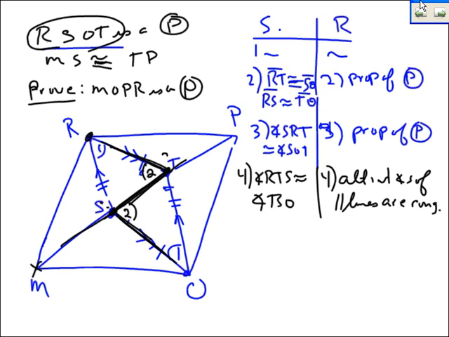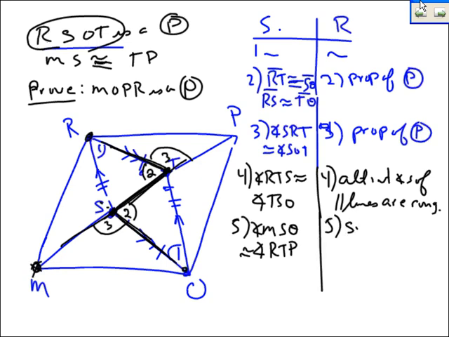Okay? Angles 3 and angles 3 are equal, because they're both supplements to angle 2. So number 5 is angle MSO is congruent to angle RTP. Supplements to equal angles are in fact equal.